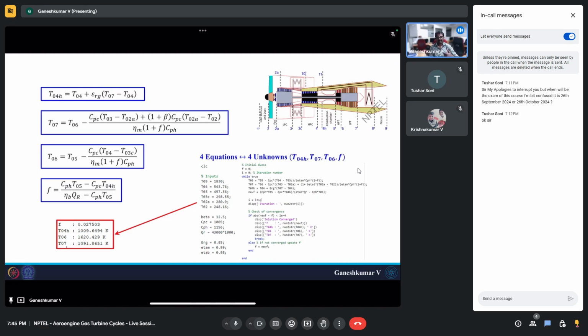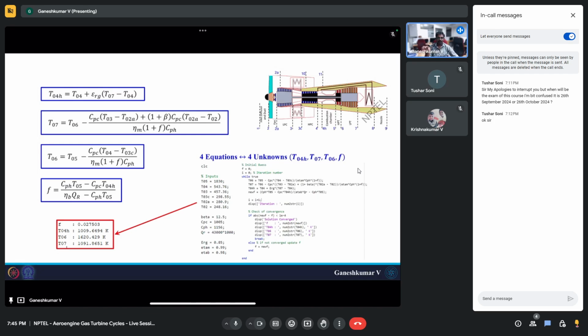Okay, once it converges, there won't be any change in any of these parameters, and then you don't need to continue the iterations. You can take that as the final value. So that is what I did here. It's a straightforward thing you can go through.